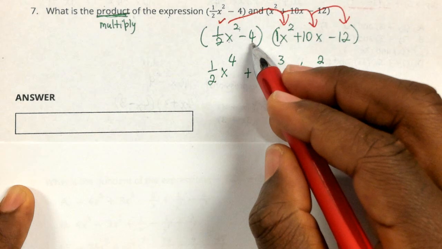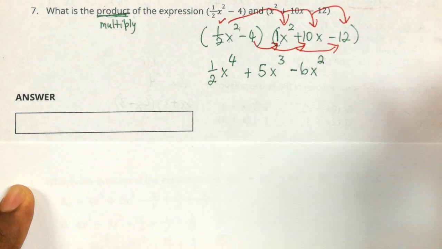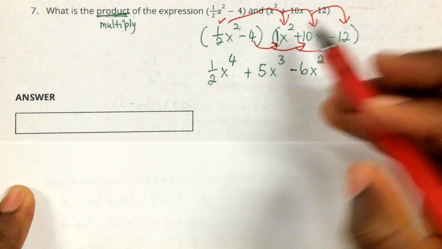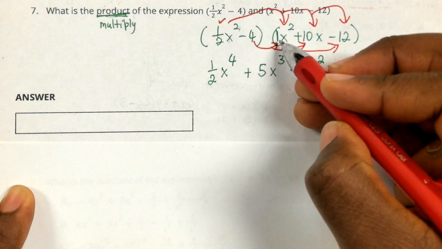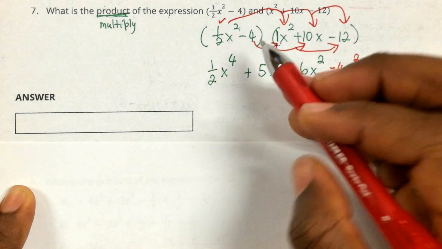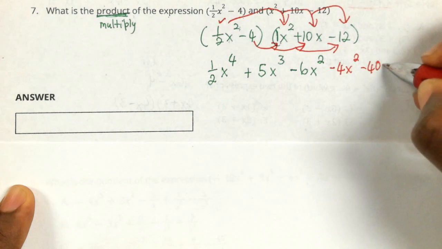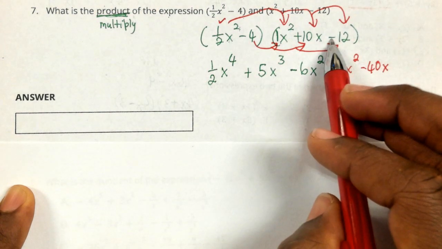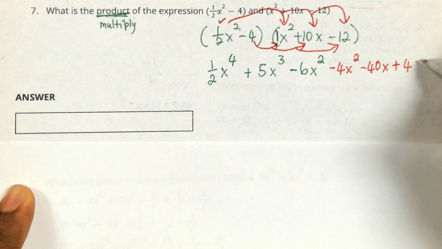Now I need to distribute the negative 4, which will be a little bit easier for you because it's not a fraction, all right? So negative 4 multiplied by 1x squared gives me negative 4x squared, because again, negative 4 times a positive 1 is negative 4, and we only have the x squared. Negative 4 times 10x is negative 40x. And negative 4 times another negative will give me positive what? 4 times 12 is 48.